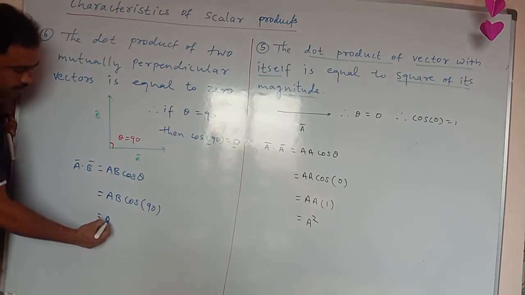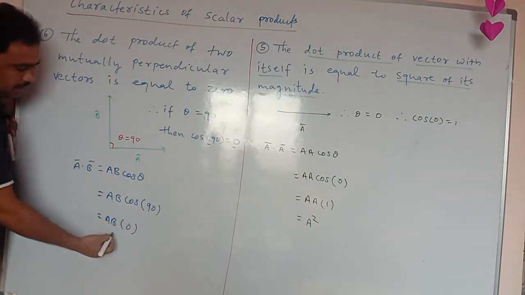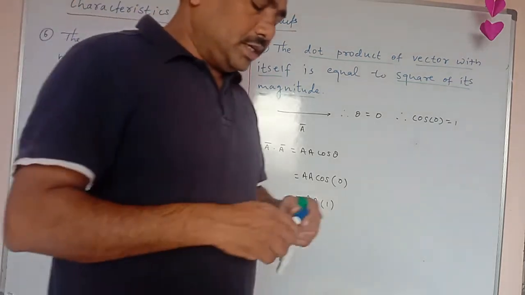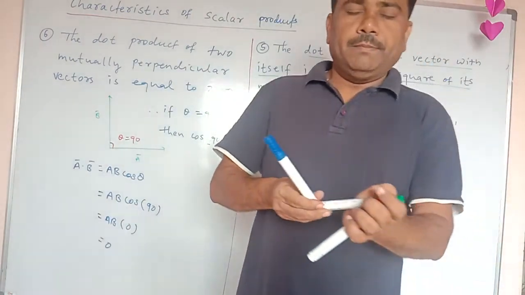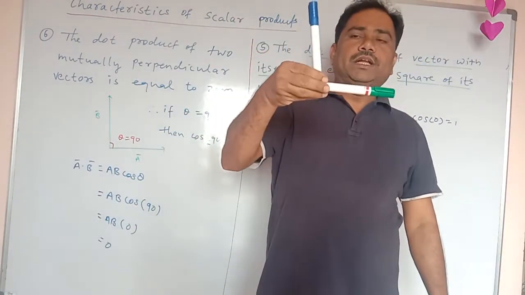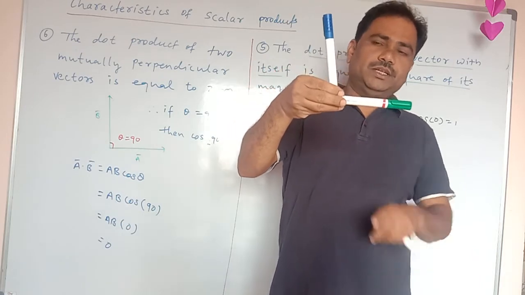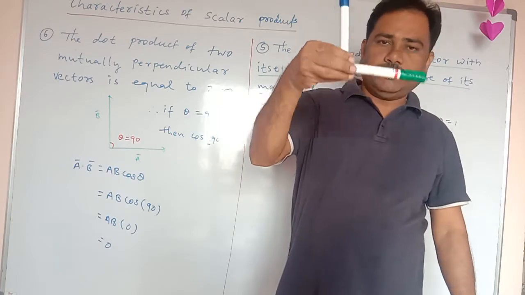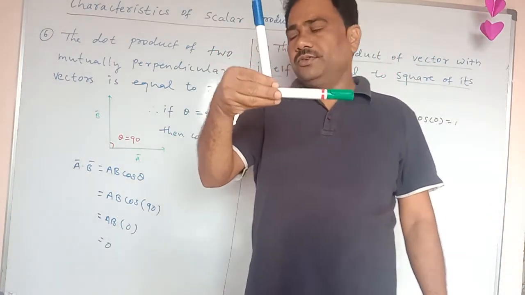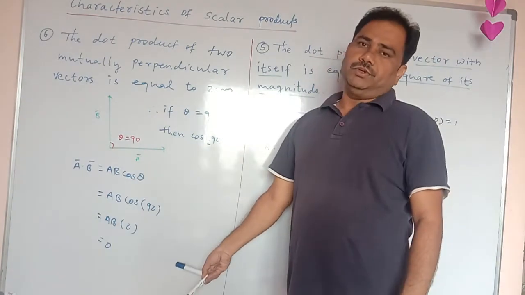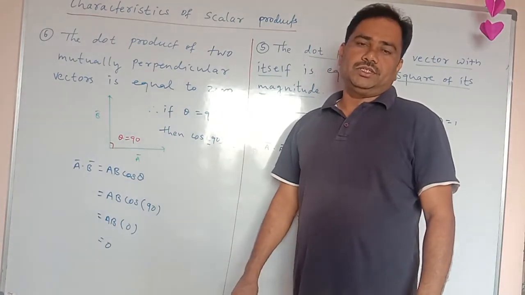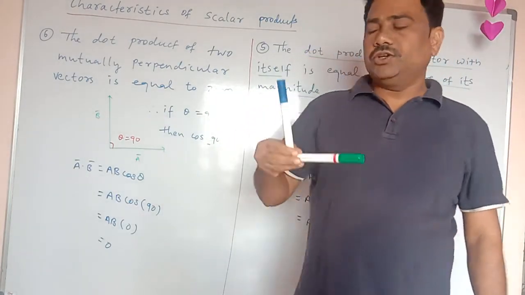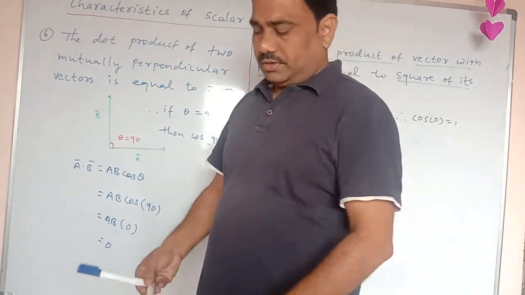So we can put AB into 0, and AB into 0 means 0. See here, you should memorize this: when two vectors are perpendicular to each other, what is their dot product? If they are at right angles to each other, definitely it will be 0. So this is the proof of that characteristic: if two vectors are mutually perpendicular to each other, then their dot product is equal to 0.